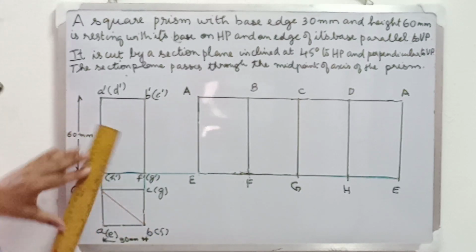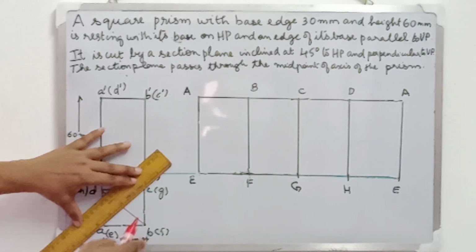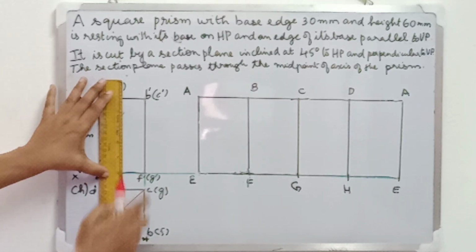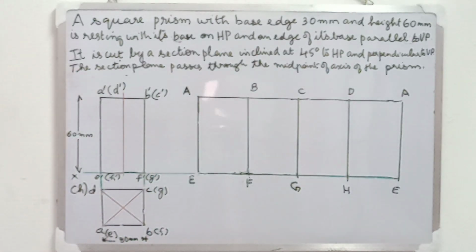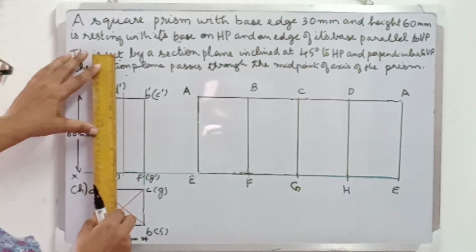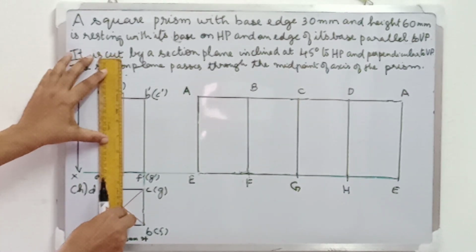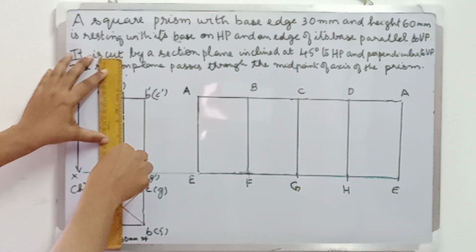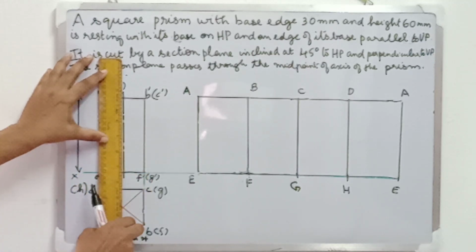In order to locate the axis, first draw two diagonals to the base, and the meeting point will be the center of the base. A vertical line passing through the center of the base is the axis. So this is the axis. Now the axis should always be drawn using long and short chain lines. So I am drawing the long and short chain lines.